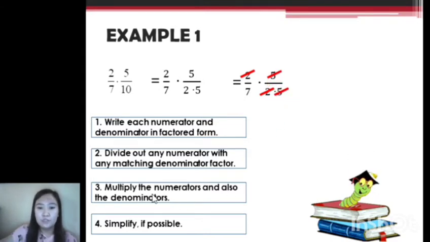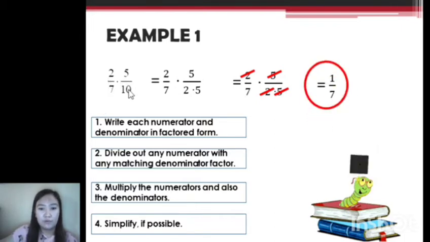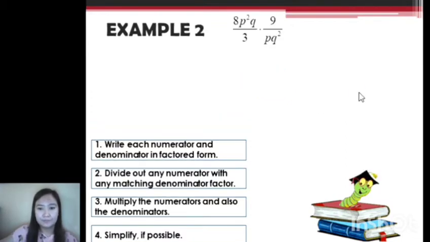Third step, multiply the numerators and also the denominators. So 2 is already equal to 1 because we cancelled. Same with 5. So 1 times 1 is equal to 1. 7 times 1 is equal to 7. Multiplying 2 over 7 and 5 over 10 is equal to 1 over 7.